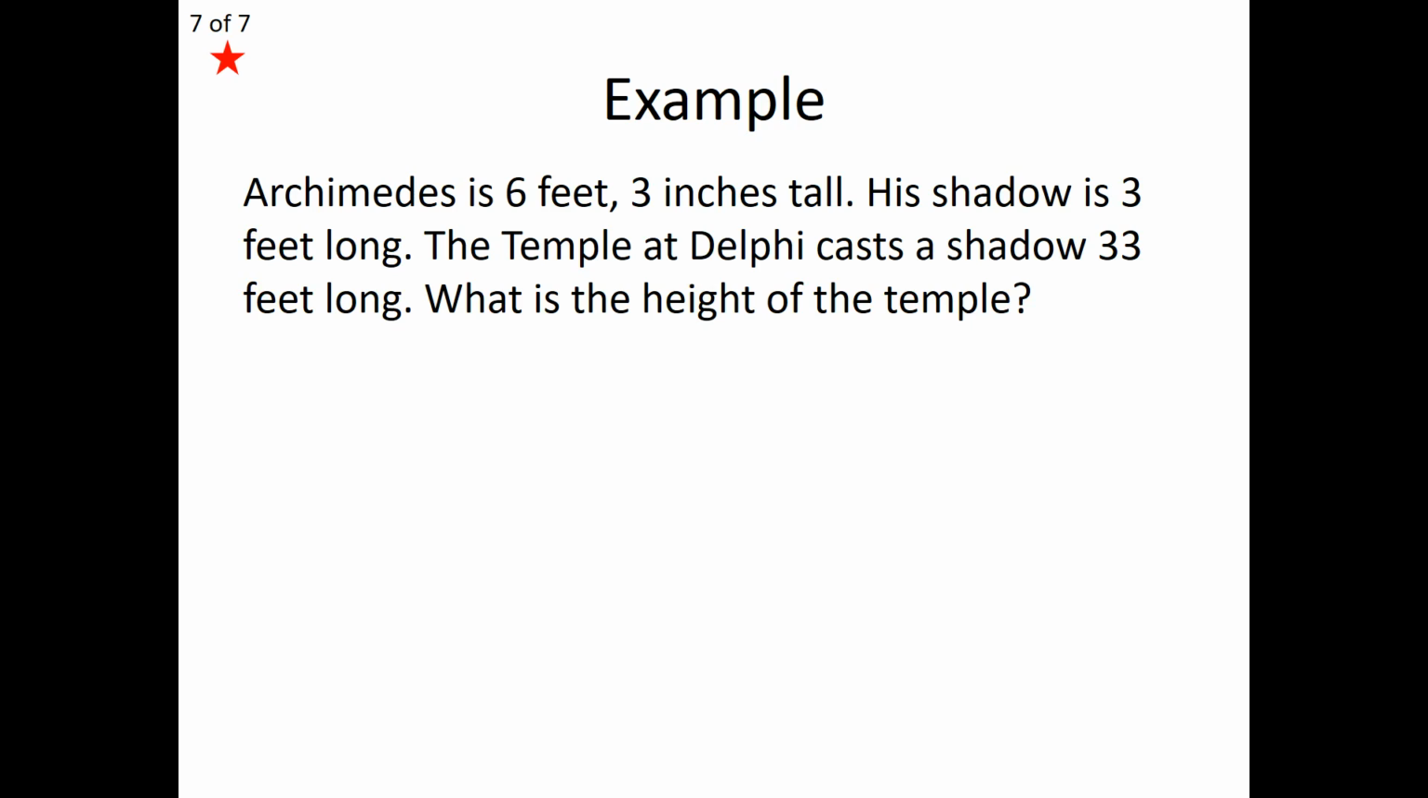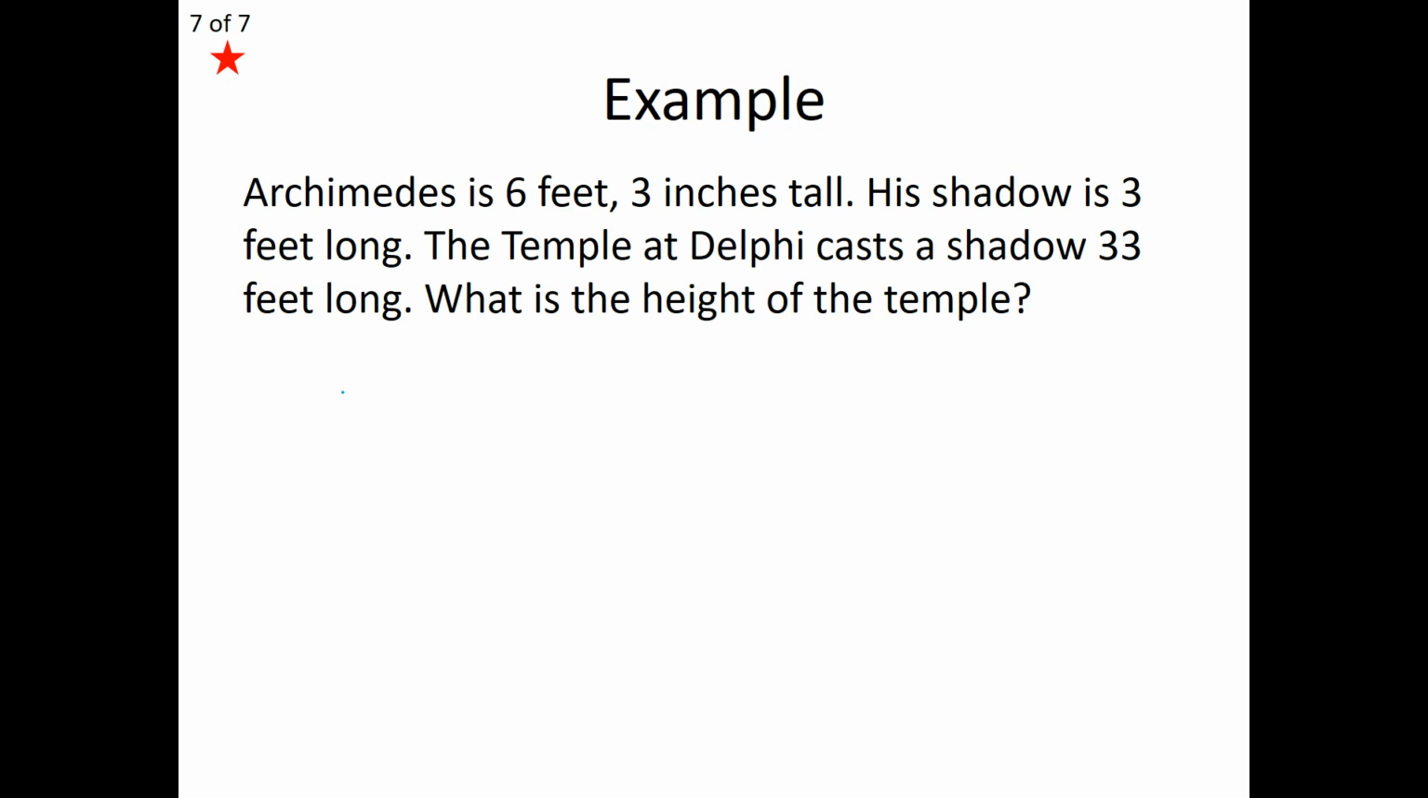So Archimedes is not going to get out a really tall ladder or build some scaffolding to figure out the height of this temple. What Archimedes is going to do is use what he knows about his own height and his own shadow to set up a similar triangle with the height of the Temple of Delphi and the shadow of the Temple of Delphi.